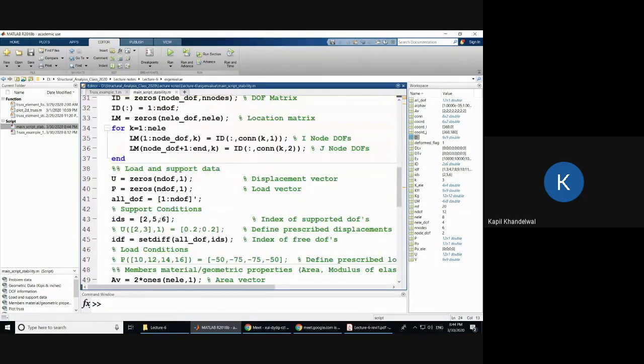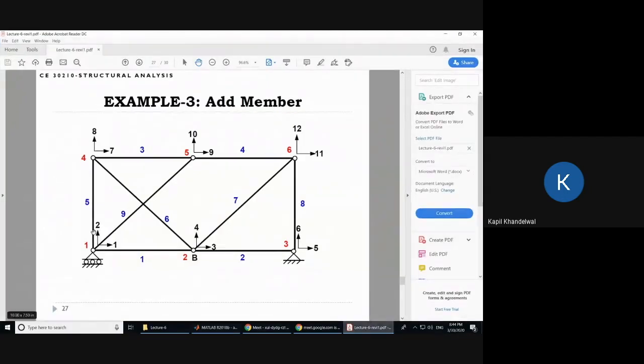And then support conditions are still 2, 5, 6. So you can go back and you can see that still 2, 5, and 6 are supported. And we want to check the stability of this system.